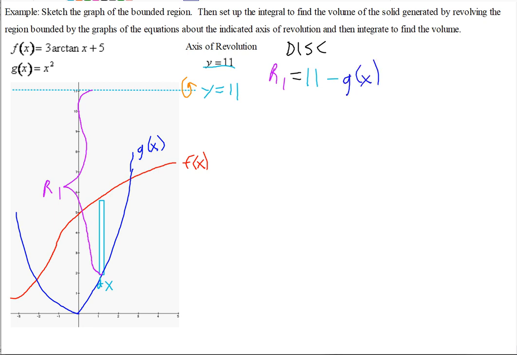And then this one does need an R2 because there is a gap between the axis and our region. So it goes from the axis of revolution to the close end of the rectangle. That's the radius of the hole. So R2, again, on the top would be 11, minus on the bottom is f of x.